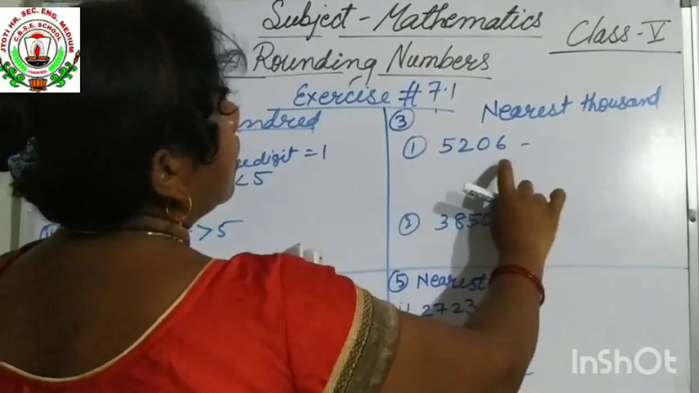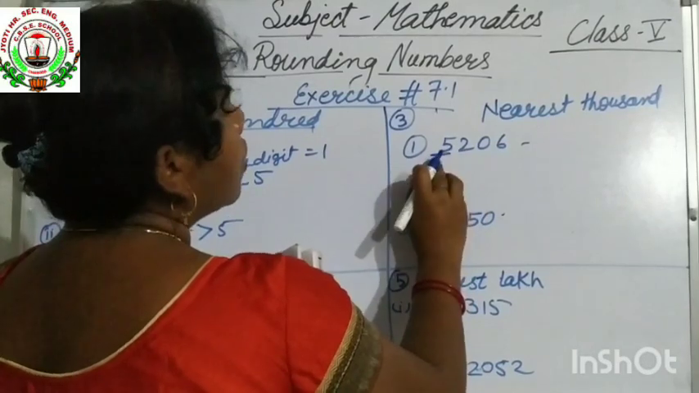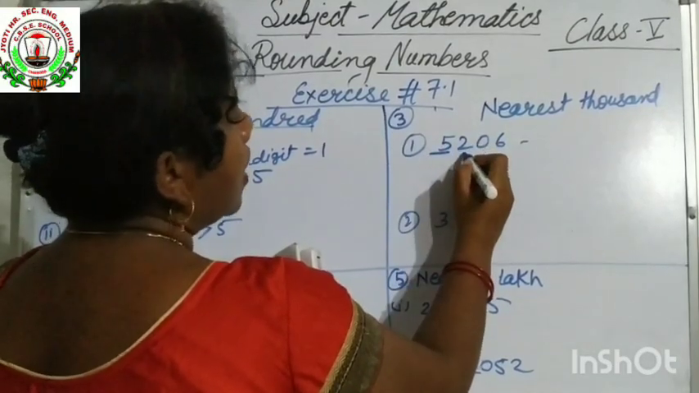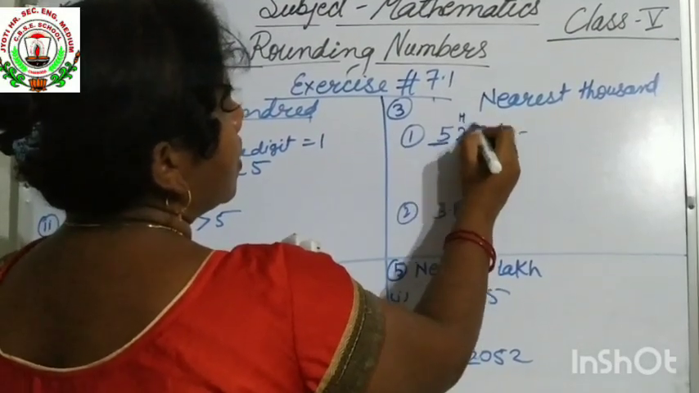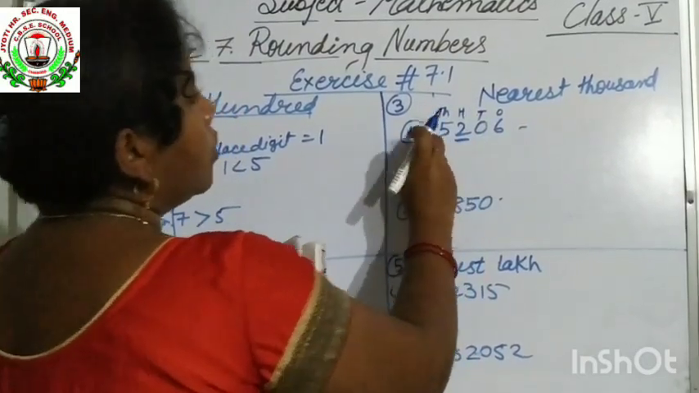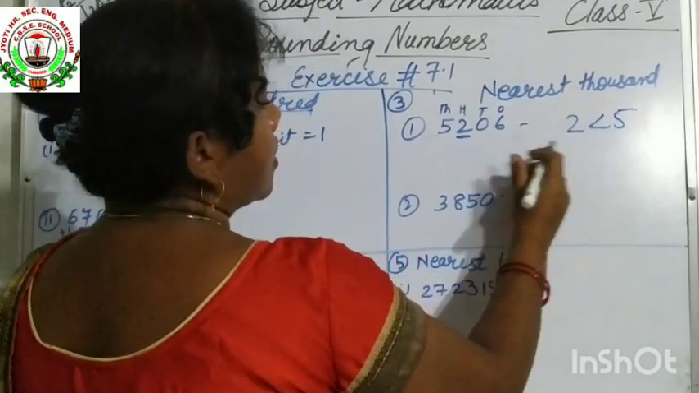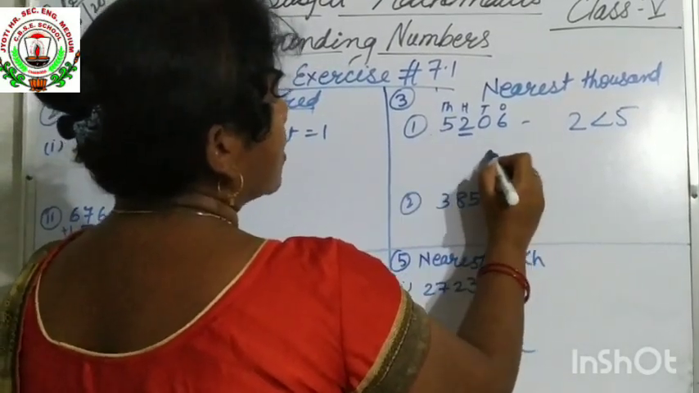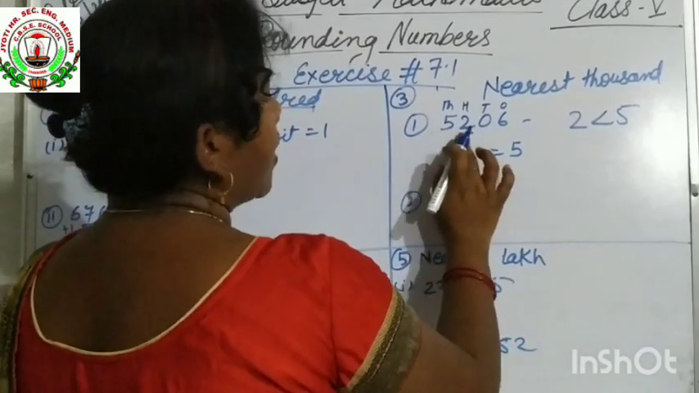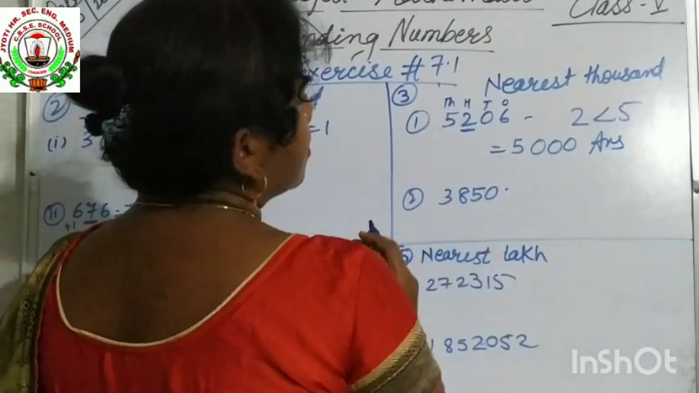Next question is question number 3. Nearest 1000. Here ones, tens, 100, 1000. It is the 1000 place. It is the required place for rounding this number. So we will see the 100 place number. The 100 place digit is 2. So 2 is less than 5. So if it is less than 5, as I told you, you will write the number as it is. So 5 as it is you will write, and all the digits will be 0. So it is the nearest 1000.